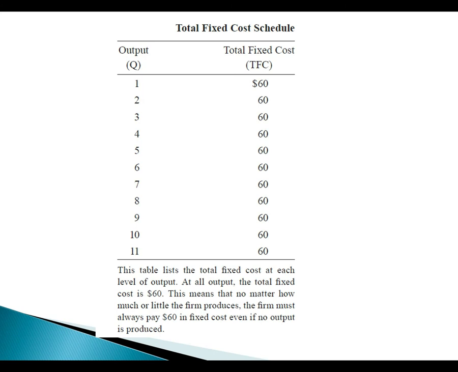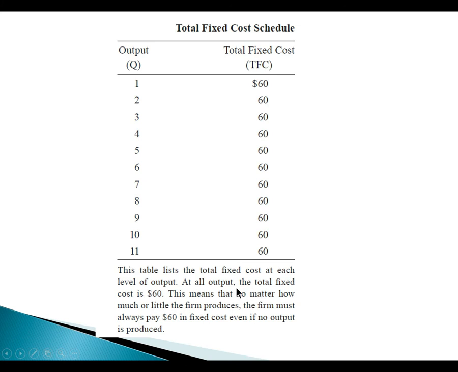This is a fixed cost schedule. You can see in this table that the output is being increased. You are producing one unit of quantity, then two, then three, four, five, six, but the fixed cost remains the same at 60. That 60 comprises all those kinds of expenses which I've told you: the building cost, the machinery and equipment cost, the permanent staff salaries, all kinds of rents. These are costs you have to pay in any condition. Whether you are producing one unit of output or 11 units, you have to pay all these things regularly. This table lists the total fixed cost at each level of output.